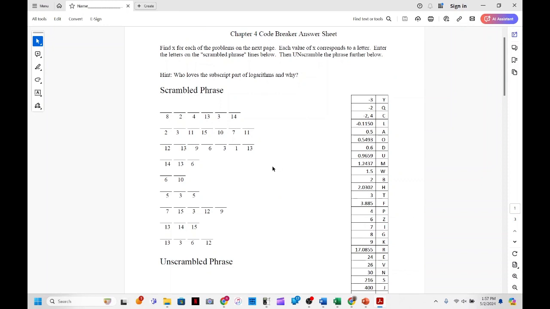And oh, by the way, the other important thing: once you get all the blanks filled in, you're not done. You're still going to have to unscramble each of them to solve this with your mystery phrase. So let's get going on this and give it a try.